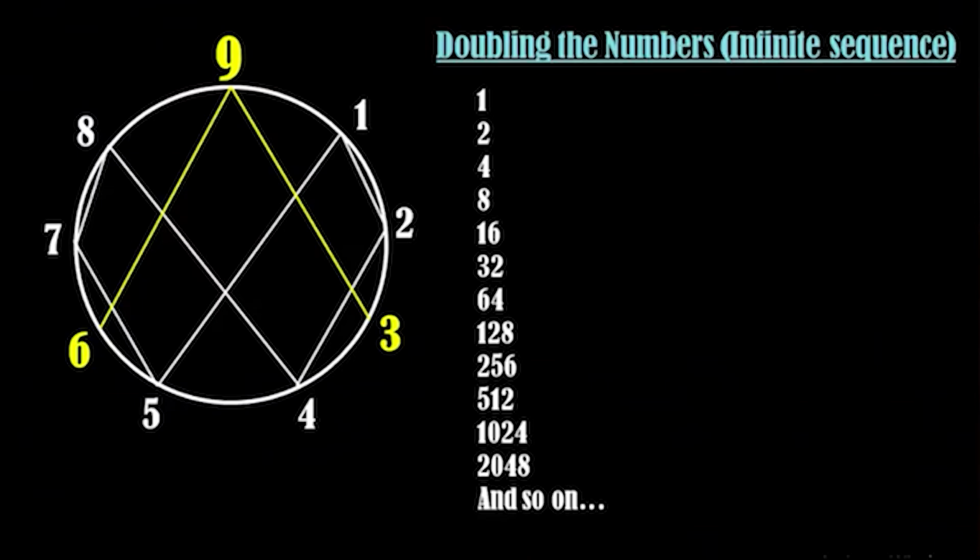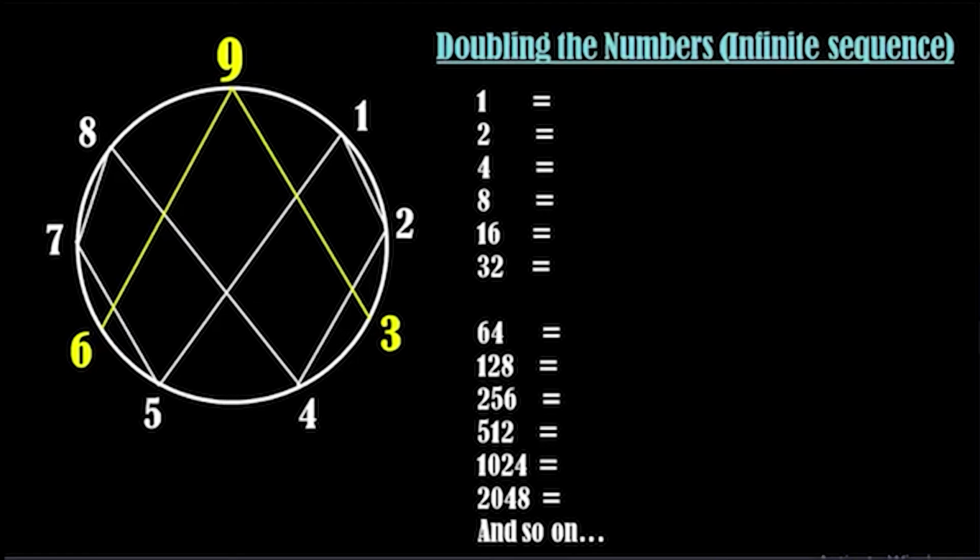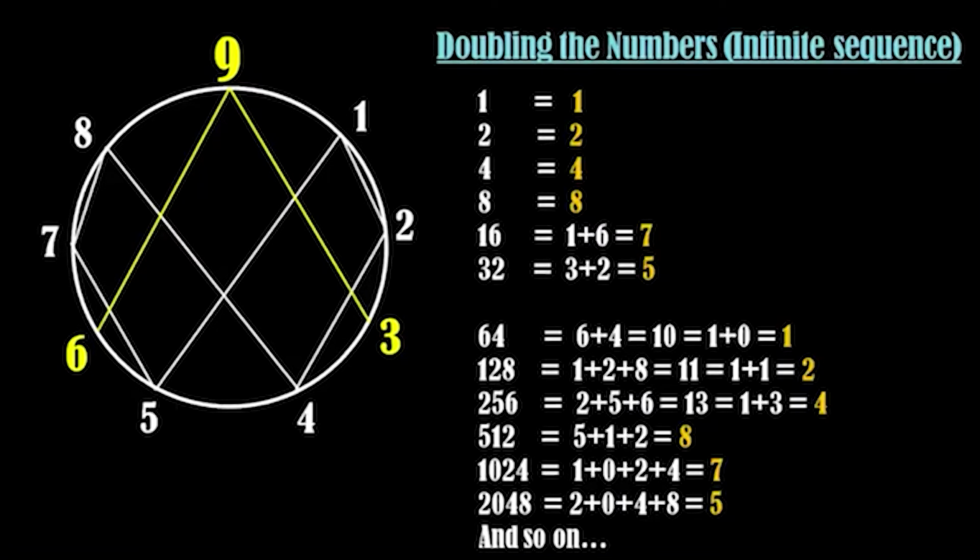Now let's try to understand this sequence mathematically. You can see here a sequence of doubling of numbers starting from number 1, like 1, 2, 4, 8, and so on. Here the next number is double the previous number. Now we will convert all of these numbers into a single digit number. For this, we will add the digits of the number until we get a single digit number. This final single digit is called the digital root of the number. So here you can see the digital roots of these numbers.